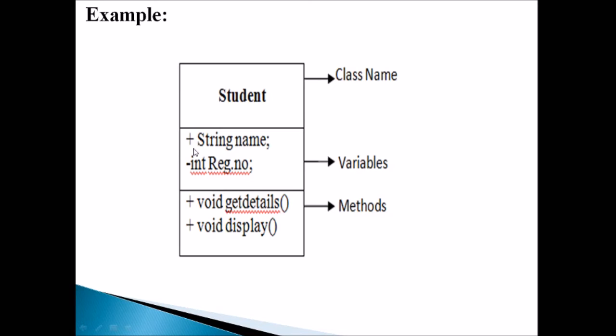String name is public, so that it is given with a symbol plus. Register number is private, so that it is preceded with minus. Okay. And next compartment is for methods, where void get details and void display is given. These two are public, so that the symbol is given as plus. Okay. So this is the example UML diagram with all these compartments.